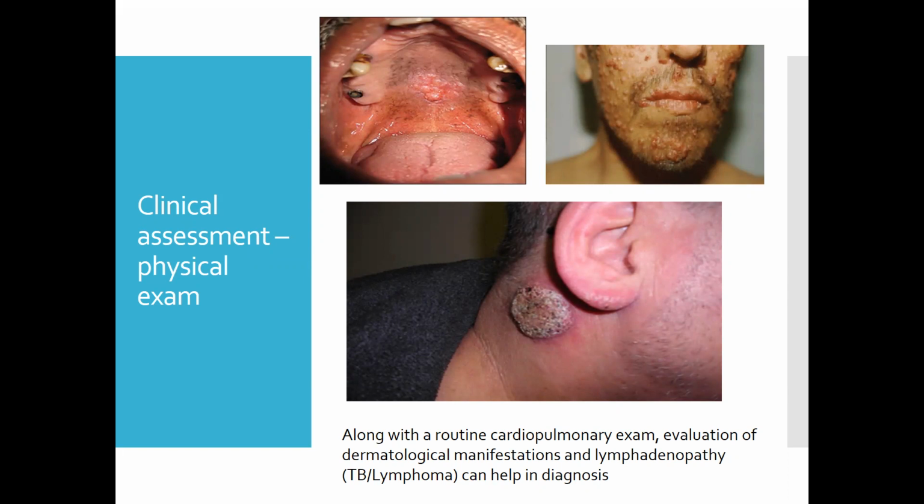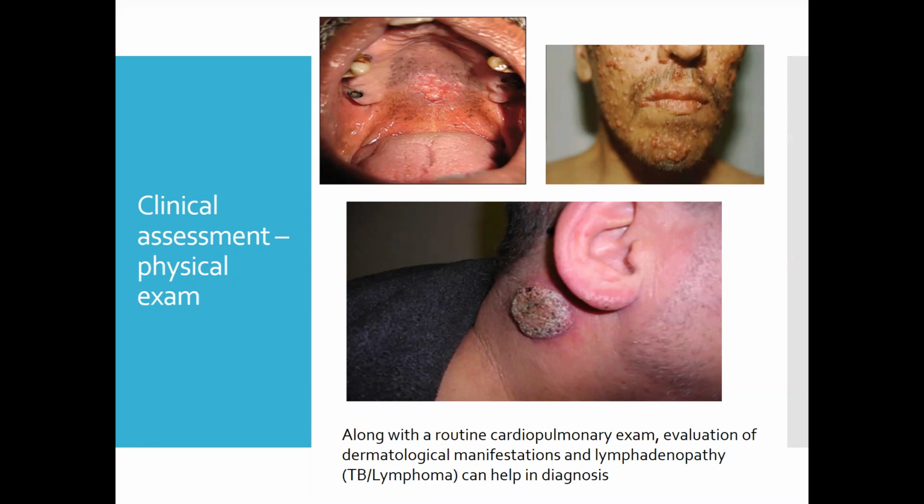Going on to the exam, along with a routine cardiopulmonary examination, I think focus also needs to be on a good dermatological exam and also lymphoid granulopathy. Significant lymphoid granulopathy would point towards a diagnosis of either TB or lymphomas, whereas a good dermatological exam can give us some important clues.